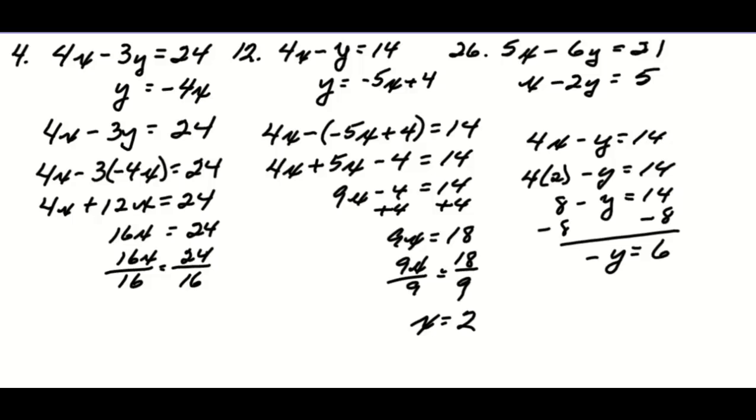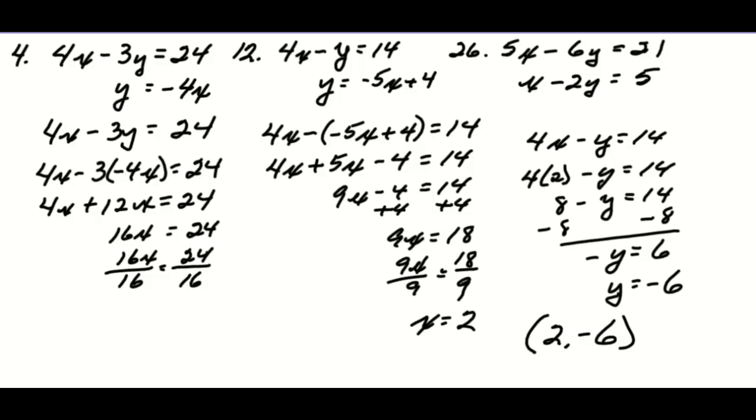But I can't have a negative y, so I have to change that, dividing both sides by negative 1. That makes this a positive y, and that a negative 6. So my solution here is (2, negative 6). Now, that's not that much harder than number 4 was.